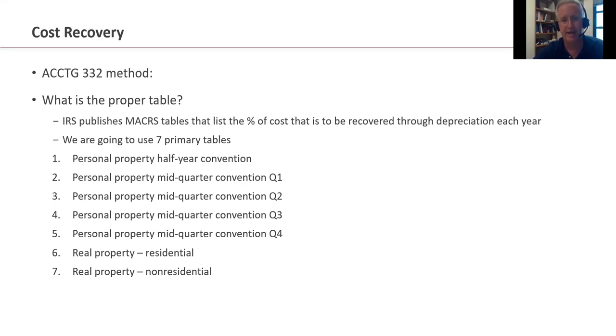So there's personal property with a half-year convention, personal property with a mid-quarter convention for each quarter, real property that's residential, and real property that's non-residential. And in the world of business property, that covers 99% of all property that's going to be placed in service, unless you happen to be in the farming industry, or oil and gas, or utilities, which usually have something unique. Okay, the first 4 apply to personal property, and the last 2 apply to real property. And they're in the name, so that should be pretty obvious.